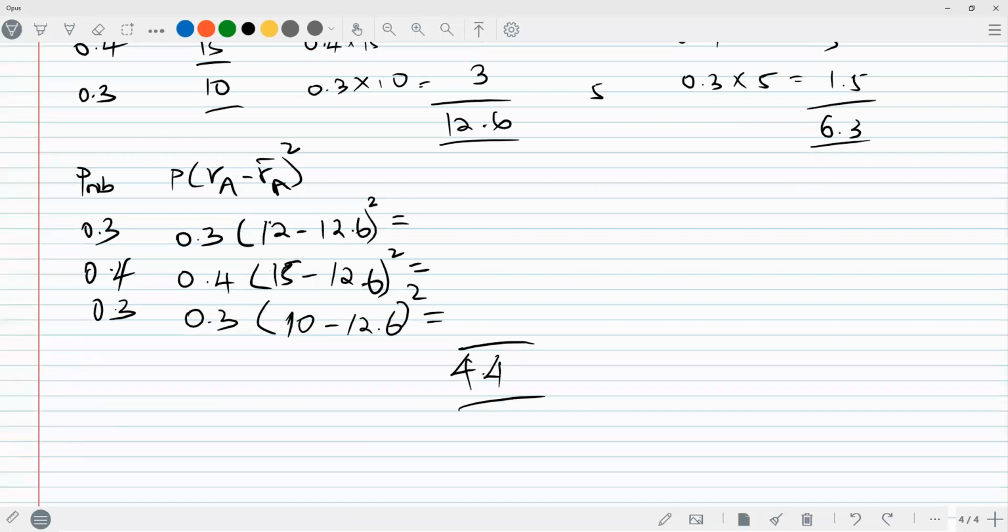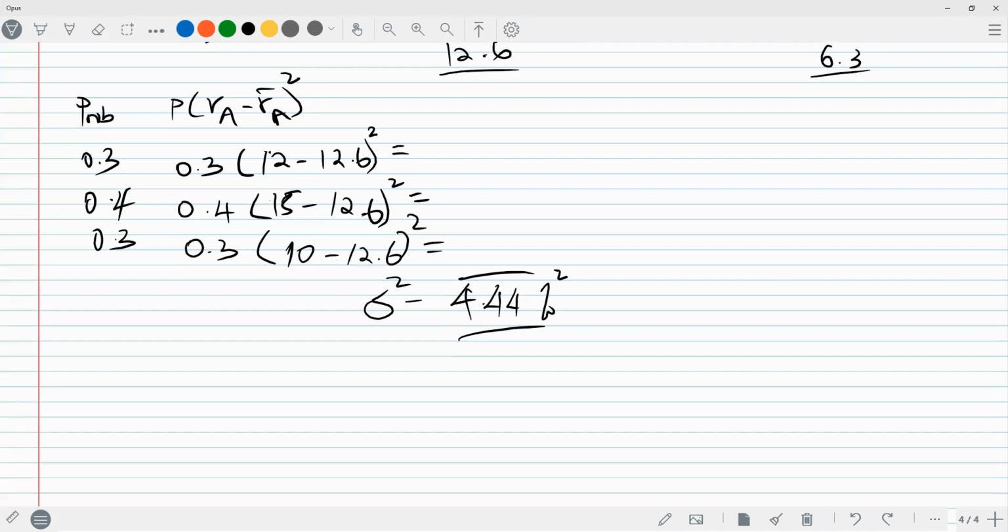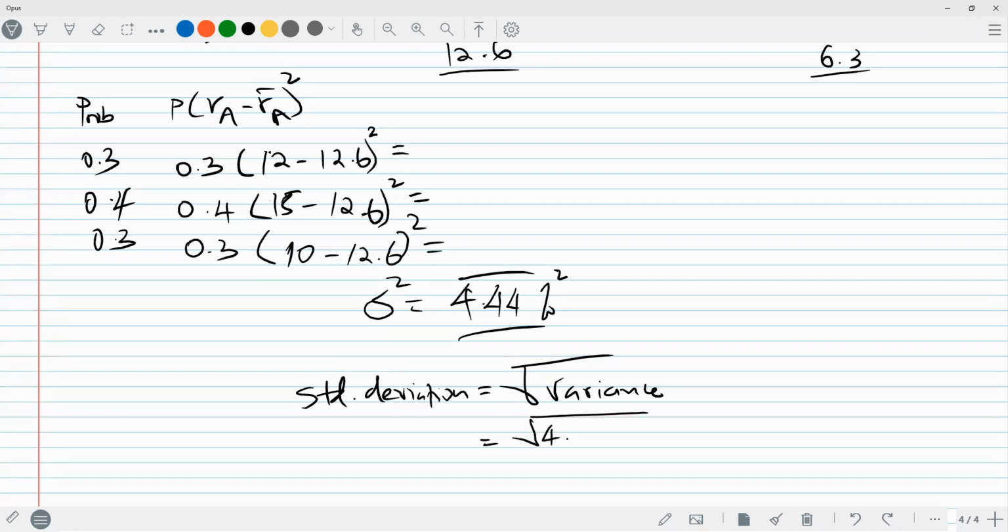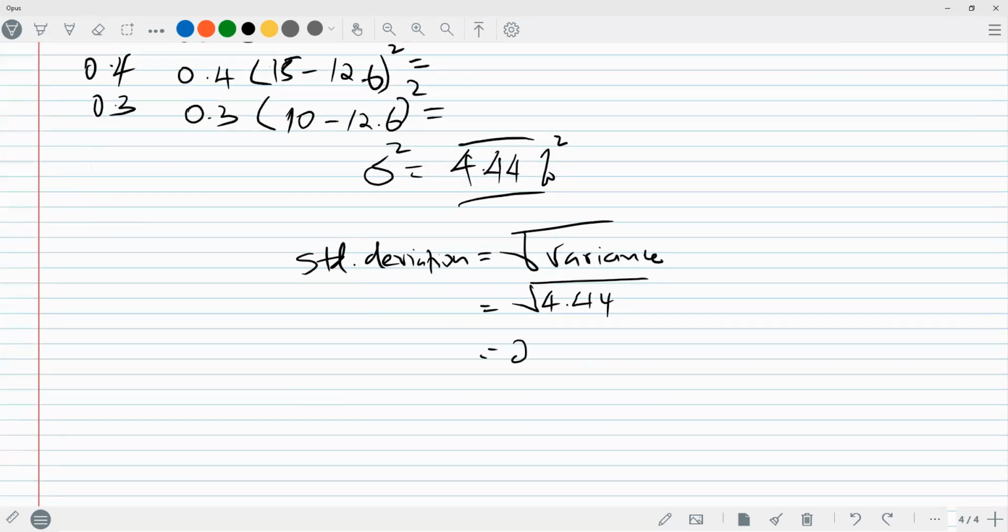4.44% squared. That's the variance. Therefore, standard deviation is the square root of the variance. Can someone confirm the standard deviation? The variance is okay. Yes. So the square root of 4.44 gives 2.21% to be the standard deviation for A.